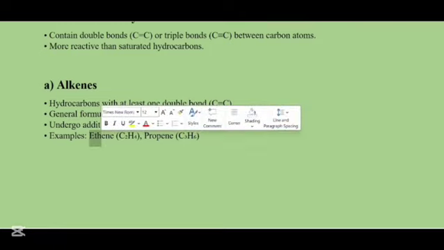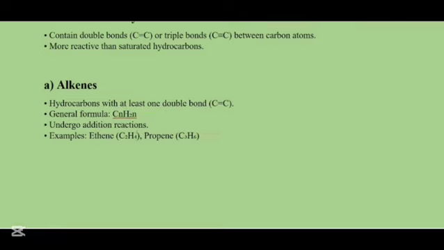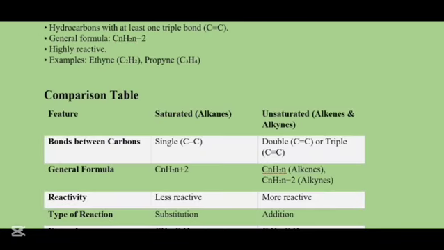Basically, eth, prop, but, meth, these are the types of stem words. Now let's move on to alkynes. Alkynes are the hydrocarbons with at least one triple bond. Their general formula is CnH2n-2. They are highly reactive hydrocarbons and examples include ethyne, propyne, butyne, etc.